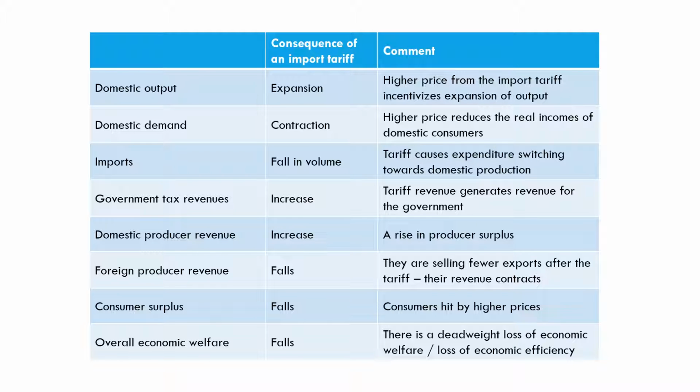So here's a table that explains some of the consequences of introducing a tariff. We see that in terms of domestic output, there is an expansion. In terms of domestic demand, though, there is a contraction. We see a fall in the volume of imports, an increase in government tax revenues, and an increase in domestic producer surplus and domestic producer revenues. However, we see a fall in revenue for the foreign producers and a fall in consumer surplus. So overall, in terms of economic welfare, there is a fall. There is a net welfare loss or a deadweight loss to society.